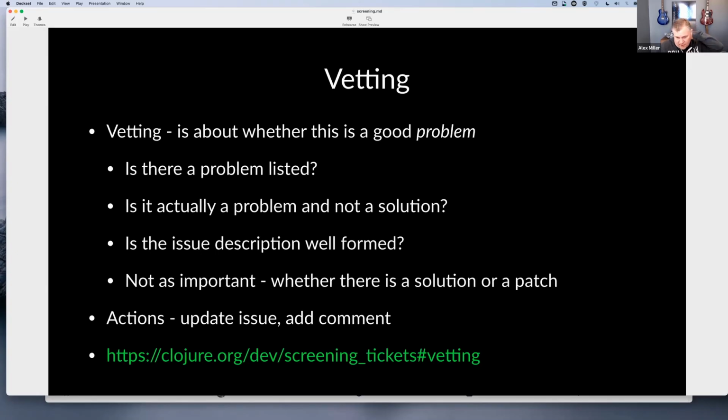Vetting is kind of the area where we could particularly use some help right now. And here it's really about whether this ticket is describing a good problem. So is there a problem listed at all? Something that comes in as a user space problem might really be symptoms, and so the problem might not be correctly listed.